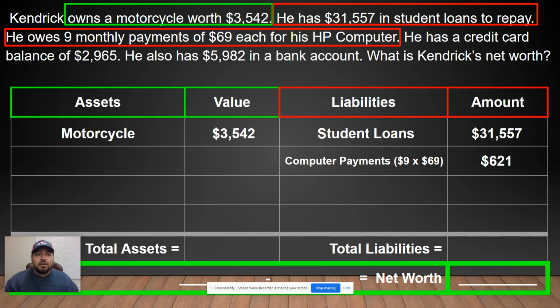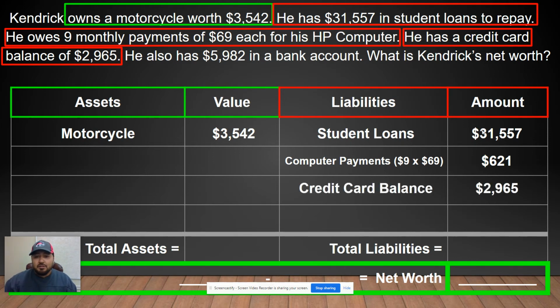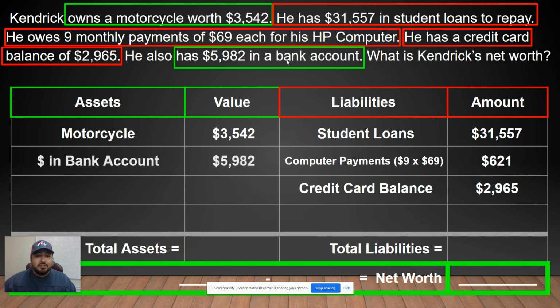So he has a credit card balance of $2,965. A credit card balance is something that you owe. It is a liability. He also has $5,982 in his bank account. His bank account is something that he owns. That money in there is something that he owns. Therefore, it is considered an asset. Sorry, I guess I mixed this up right here.